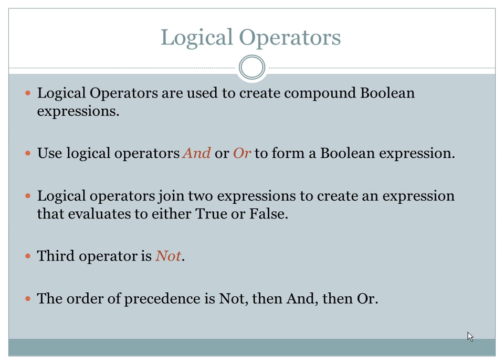The two most common that we use are AND and OR. Logical operators are going to join those two expressions to create an expression that overall is going to evaluate to either true or false. There is a third logical operator called NOT. The order of precedence is NOT, then AND, then OR. So if you have more than one logical operator in a Boolean expression, they're evaluated in the NOT, AND, OR order of precedence.